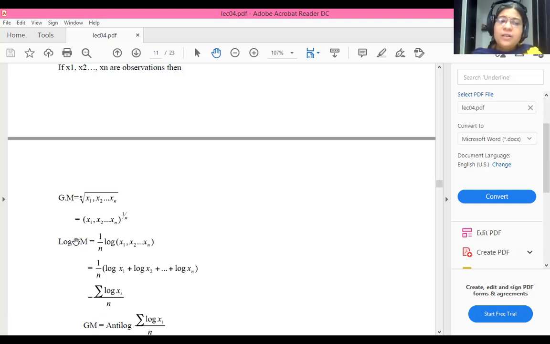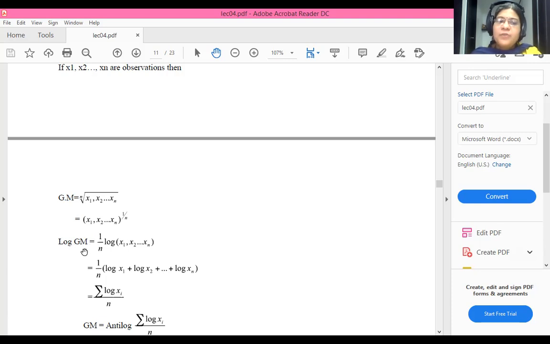So taking the log on both sides, the log of geometric mean is equal to, as we have taken the log, 1 upon n comes outside, 1 upon n into log of x1, x2, xn. You have already learned the log in the 10th standard. So log of a into b is equal to what? Log of a into b is equal to log of a plus log of b, correct? So we are applying the same rule here.